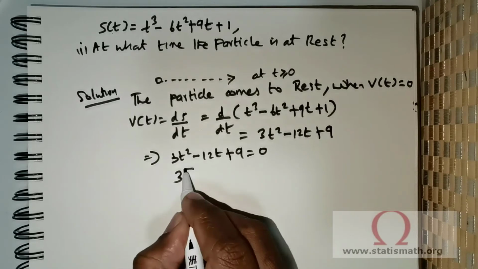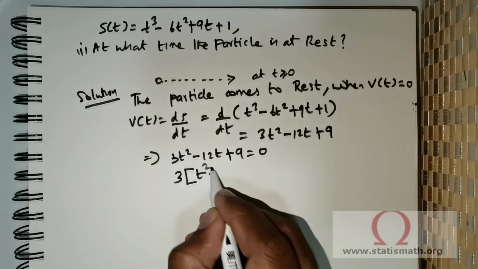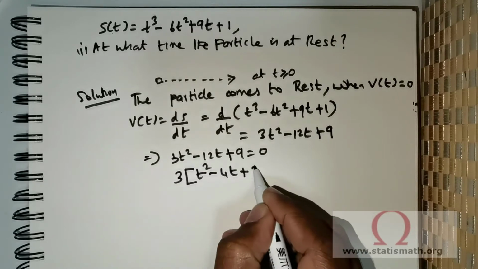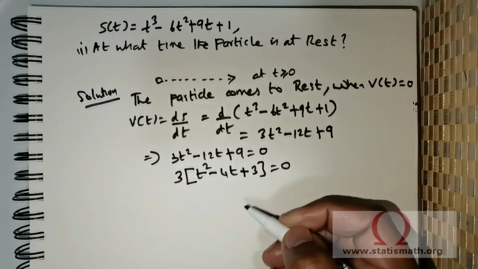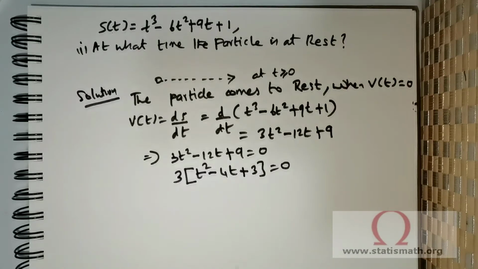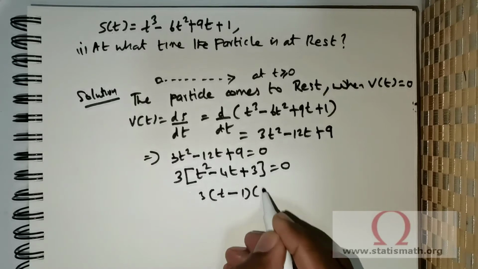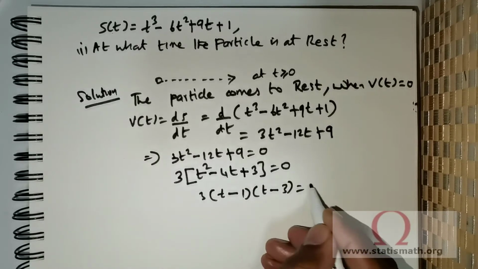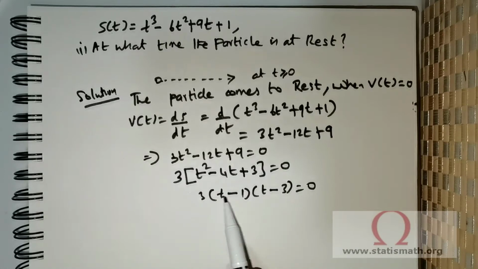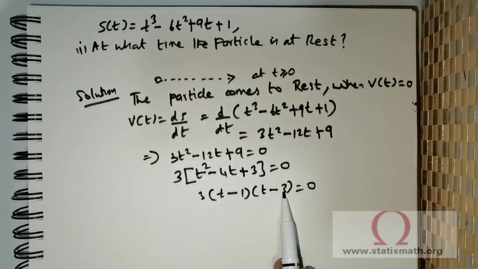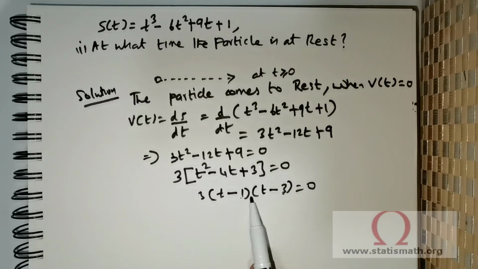I take 3 out, and I get t² − 4t + 3 = 0. So this is what I'm getting. Of course, we can factorize this. If I were to factorize this, it is going to be 3(t − 1)(t − 3) = 0. Because t times −3 would give me −3t, that has to be added with −1t, so that would give us −4t. Of course, negative times negative would be positive. So that is why I get this result.